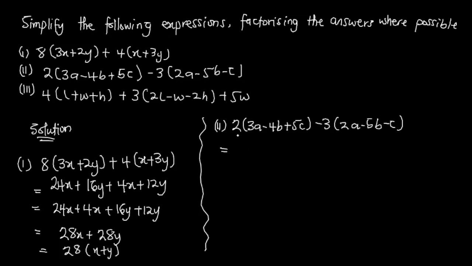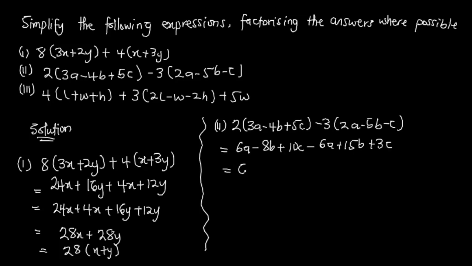So this is equal to 2 multiplied by 3a will give us 6a, then minus 2 multiplied by 4b will give us 8b, then plus 2 multiplied by 5c will give us 10c, minus 3 multiplied by 2a will give us 6a, 3 multiplied by negative 5b will give us positive 15b, then 3 multiplied by negative c will give us positive 3c. Alright, so now that we are done expanding, we need to group like terms.